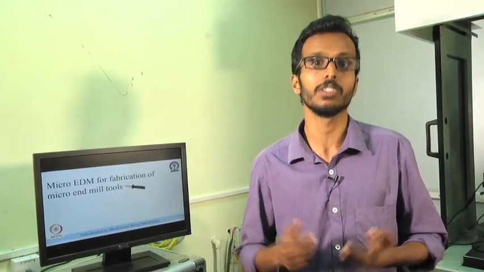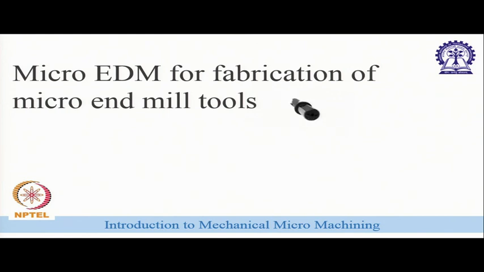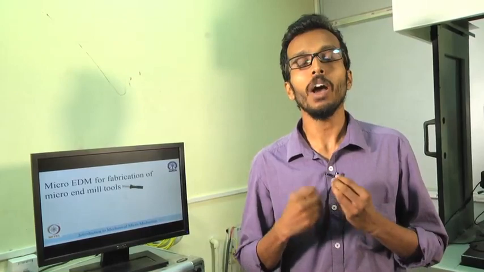So we need a non-contact type process which is capable of machining the cutting tools. There are different processes like that. One example is laser, another example is FIB, focused ion beam machining. And the popular example of a non-contact type machining process is electro discharge machining, or EDM. So in this lecture, we will demonstrate how to machine a micro end mill tool using micro EDM. And why are we using micro EDM, or what is the specialty of an EDM process?